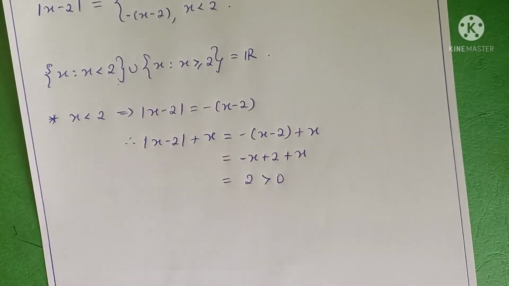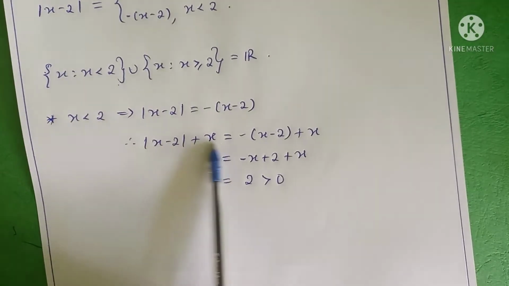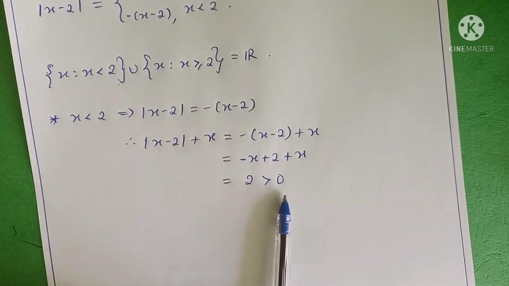Good. So what are we saying here? That whenever we pick a value which is strictly less than 2 and substitute in this expression here, the result will always be 2. And we know that 2 is positive.